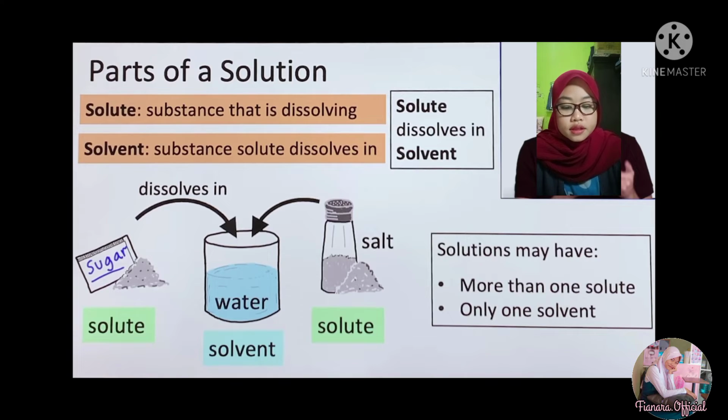First of all, every solution has two parts. Let's say we're dissolving sugar in water. The substance we're dissolving, we call that the solute. Here that's the sugar. And the substance the solute is dissolving in, we call that the solvent. That will be the water here.